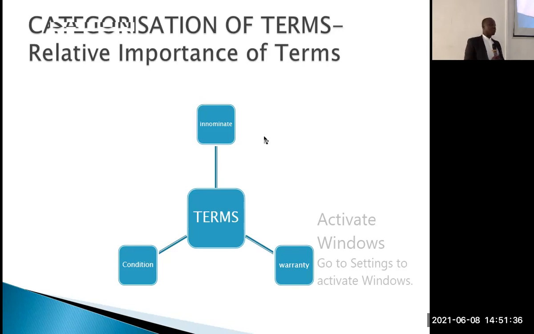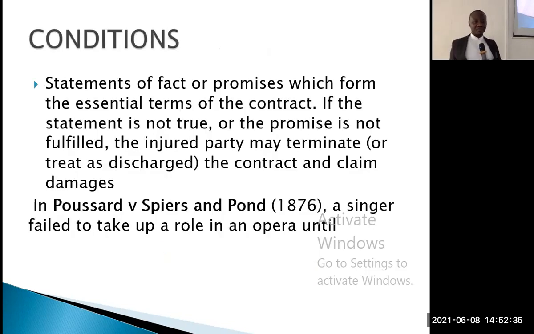And it is imperative to note at the outset that traditionally, terms were classified or categorized into two compartments with respect to their relative importance. What were they? Terms were categorized as either a condition or a warranty. And this was the situation for a very long time until the last half century when we got a hybrid term, a term which lies between condition and warranty, what we call innominate term or intermediate term. So we will take them one after the other and quickly dismiss them.